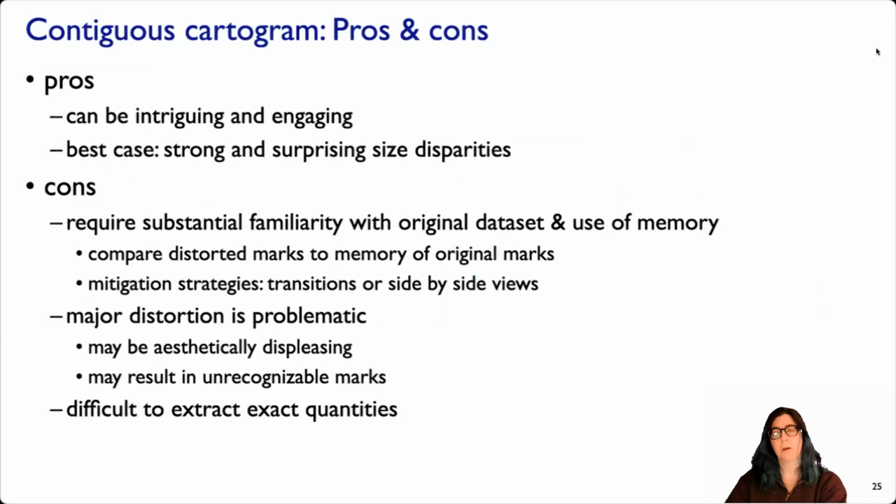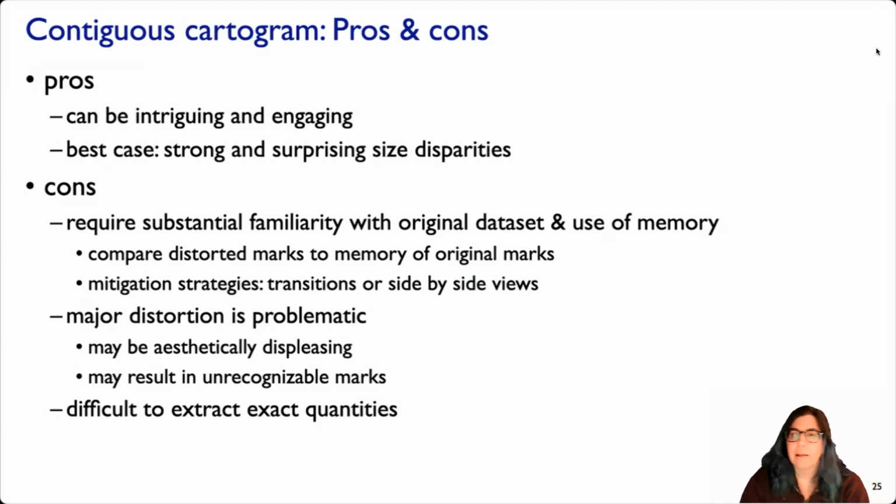So, what are the pros and cons? Well, for contiguous cartograms, they can be intriguing. They can be engaging. People look at them and say, hey, what's happened? Suddenly this thing is big. So the very best case is where you have strong and surprising size disparities in a way that's actually noticeable. Now, the downside of a cartogram is you have to know what it looked like before you distorted the shapes. So the viewer needs to have very substantial familiarity with that original data set, and they're comparing what they see to what they would hopefully remember having seen before.